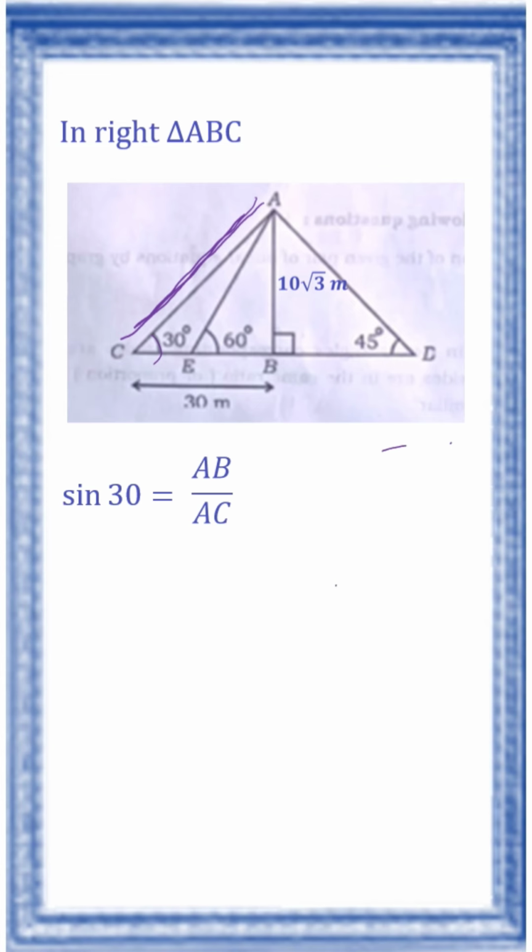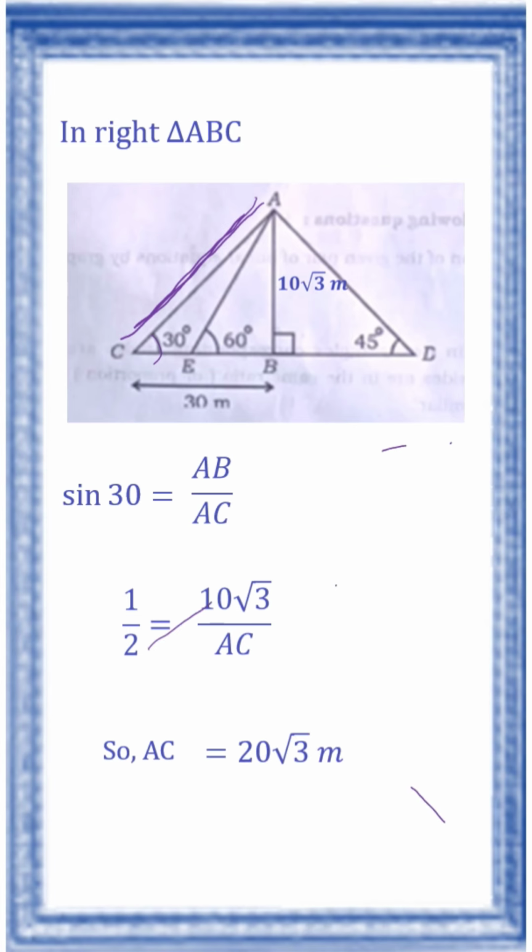Now let us find AC, since it belongs to the triangle ABC. So in right angle triangle ABC, sin 30. This is the hypotenuse, no? Sin 30 is opposite by hypotenuse. Opposite is AB, hypotenuse is AC. Sin 30 value is half. AB is what? It is 10 root 3 by AC. So AC is equal to, cross multiplying, 20 root 3 meter.